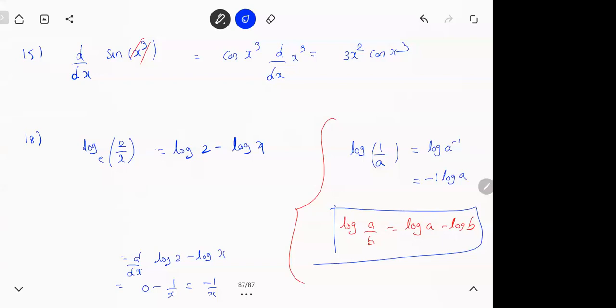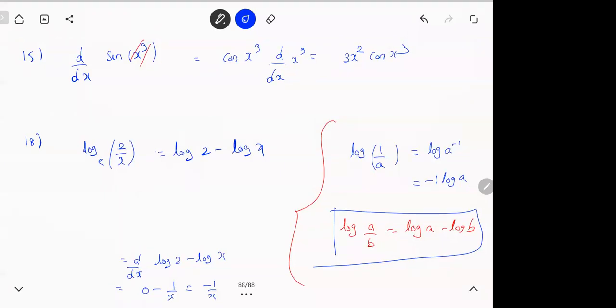So leave it for now. We'll see. The log things we can see later in case you don't know. Then 19 was fine, 19 to leave it. 20, I think from 20 to 25. Let's see.